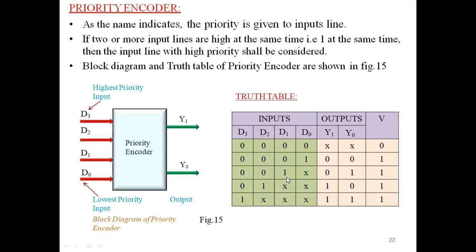So here D2, D3 must be 0. Here we make it a don't care condition, either 0 or 1. So here is a 4-bit priority encoder. How many combinations are we getting? Totally 16 combinations. So how many combinations are required? 16 combinations.